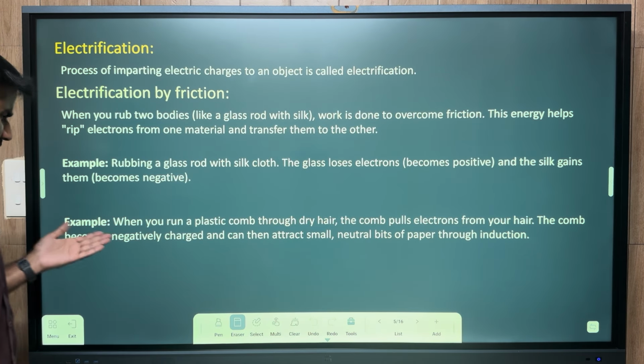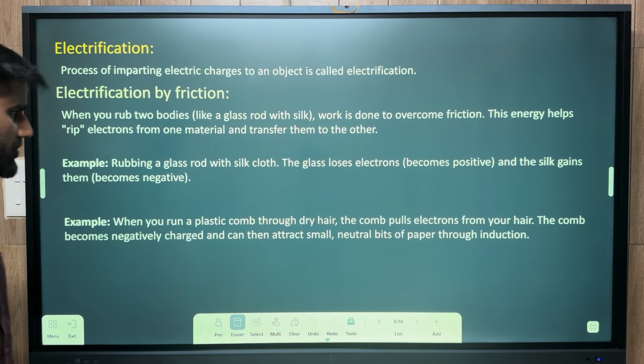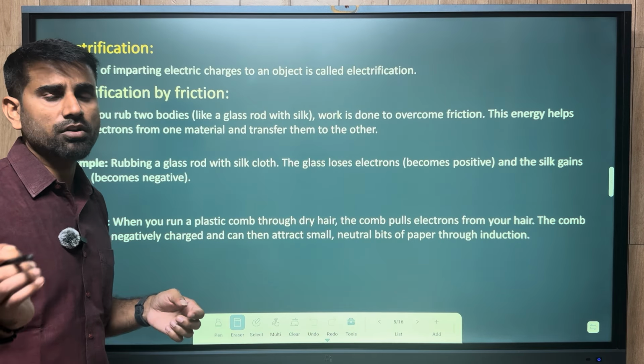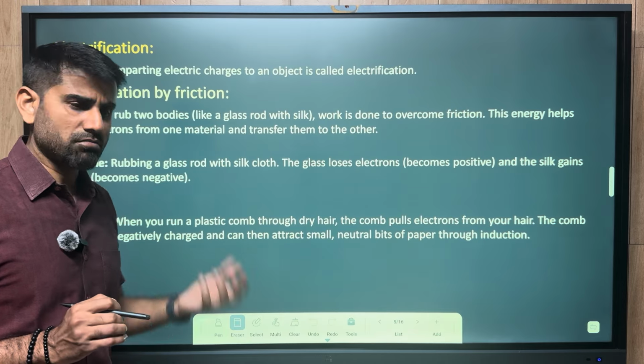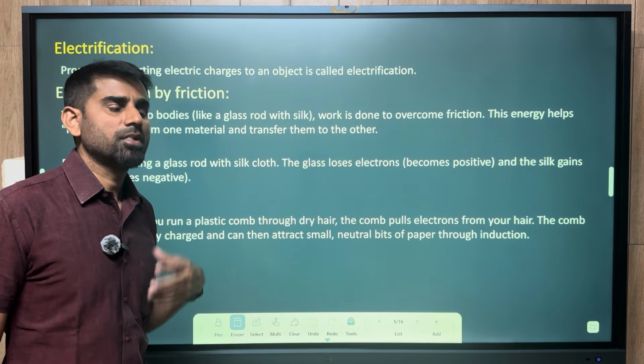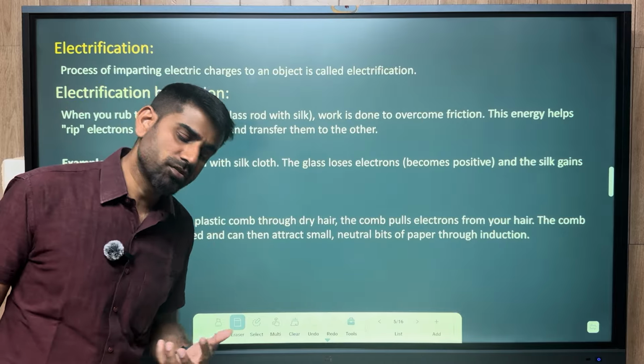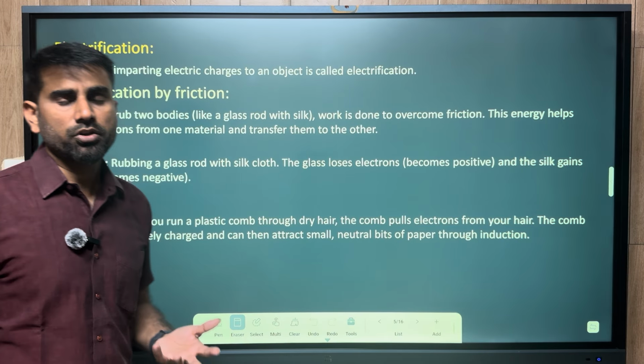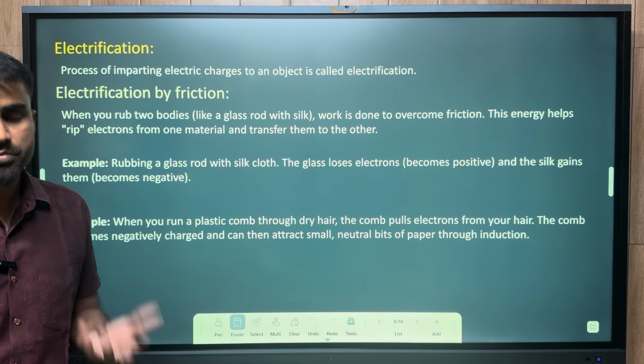Let's see some examples. Rubbing a glass rod with a silk cloth: when glass is rubbed with silk, the glass loses electrons. Losing or gaining electrons depends on the electron affinity of the material.